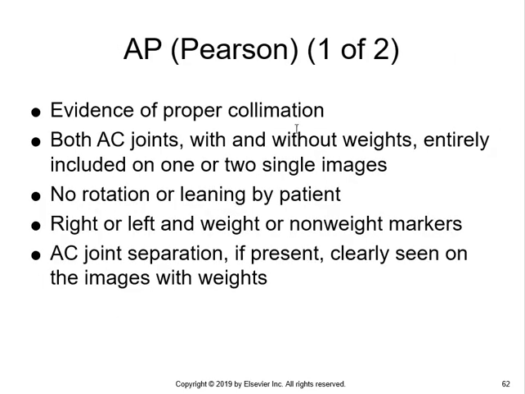So make sure you collimate. You don't need the entire 14 by 17 projected field. You want to make sure that you see both AC joints. Again, you may have to back up to 72 inches in order to visualize that, with and without weights.